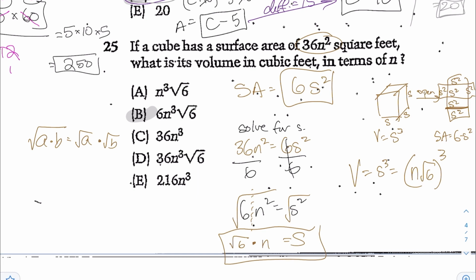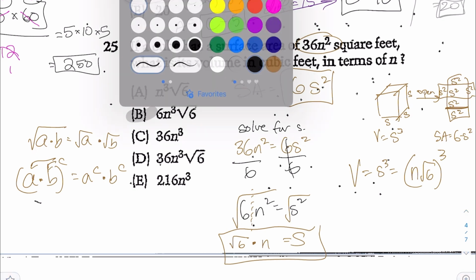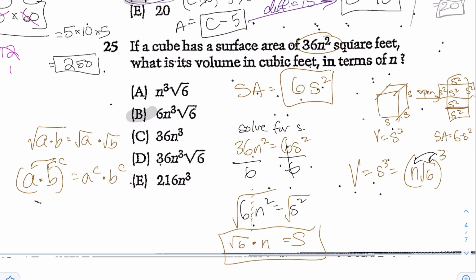And now you can use this law of exponents that states that if a product is being raised to an exponent, this is kind of like the distributive property, you'll distribute that exponent across each of the quantities inside the parentheses. So here, this power of 3 will apply to the n and the 6. So you end up with n cubed times the square root of 6 cubed. And now the square root of 6 cubed you can rewrite as square root of 6 times square root of 6 times square root of 6.